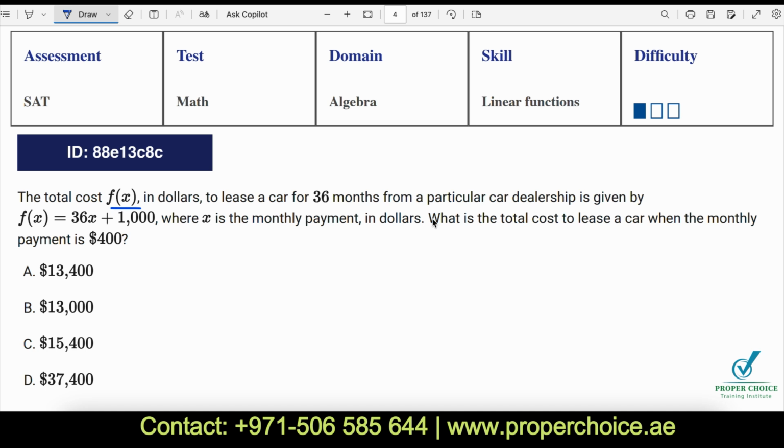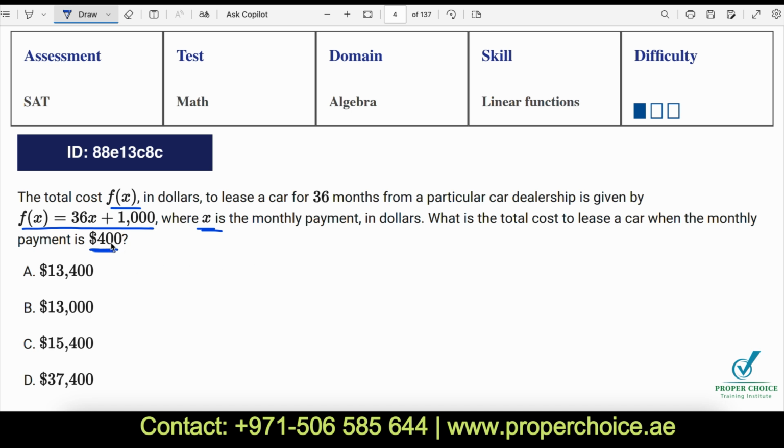The total cost f(x) in dollars to lease a car for 36 months from a particular car dealership is given by the function f(x) = 36x + 1000, where x is the monthly payment in dollars. What is the total cost to lease the car when the monthly payment is $400? It's a simple substitution type question.